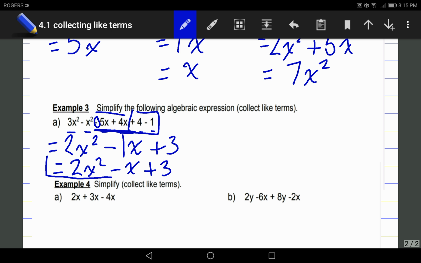And you probably want to put a box around that because you want it to stand out from your solution. So hopefully you understand there that I collected like terms. I identified that the x squares are like terms, the x's are like terms, and the numbers are like terms. And then I simply used my calculator to add and subtract their coefficients. Okay, let's try the next set of examples.